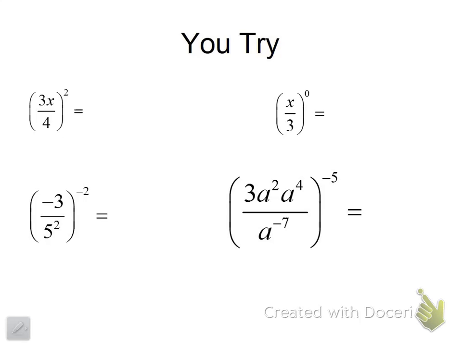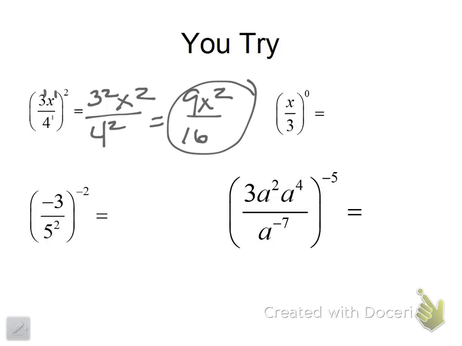Okay, so if we look at this first one, I'm going to put 1s for all my exponents. So 2 times 1 is 2, 2 times 1 is 2, 2 times 1 is 2. So I'm going to get 9x squared over 16. Okay, anything to the 0 power is just going to be 1.